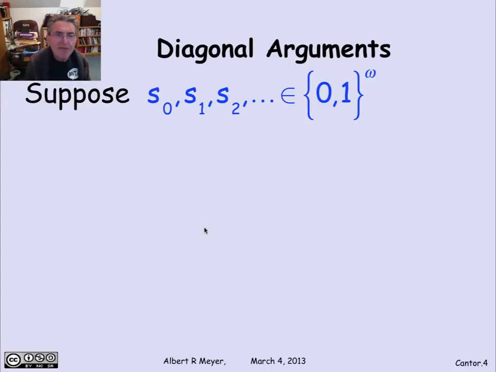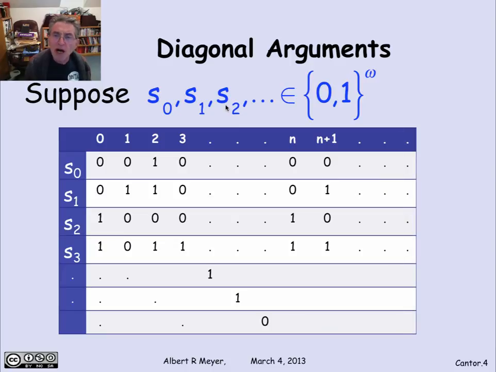Suppose that I have some way of enumerating the infinite binary sequences in {0,1}^ω. So there's a sequence S0, there's a sequence S1, there's a sequence S2. Let's lay them out as though they were the rows of a matrix. So S0 is this infinite binary sequence, 0, 0, 1, 0, and so on. The column labels are simply the coordinate labels for S0. So this is S0,0, S0,1, and so on.